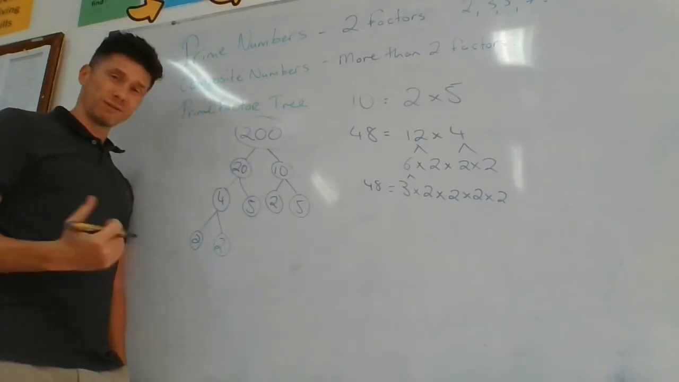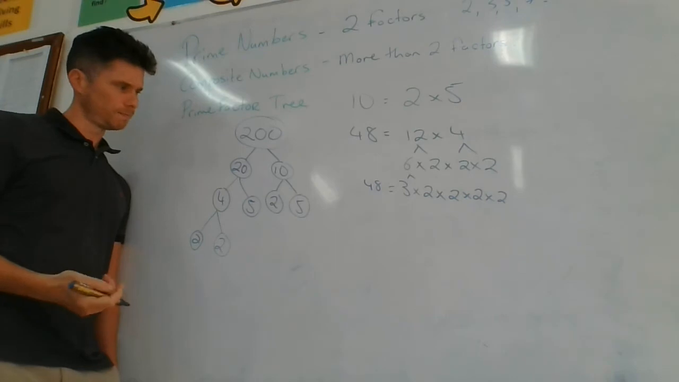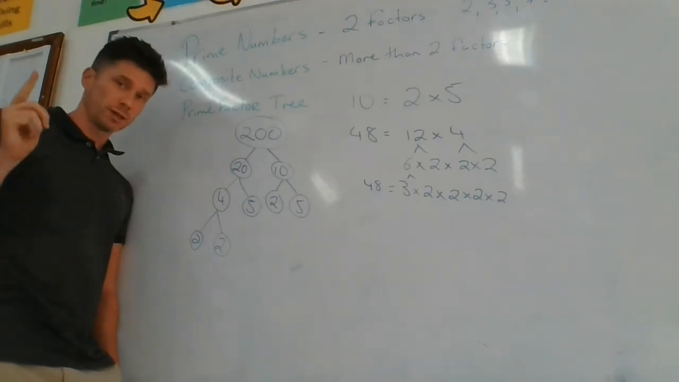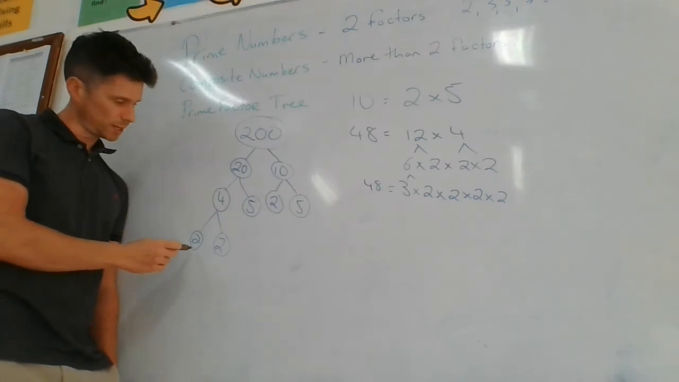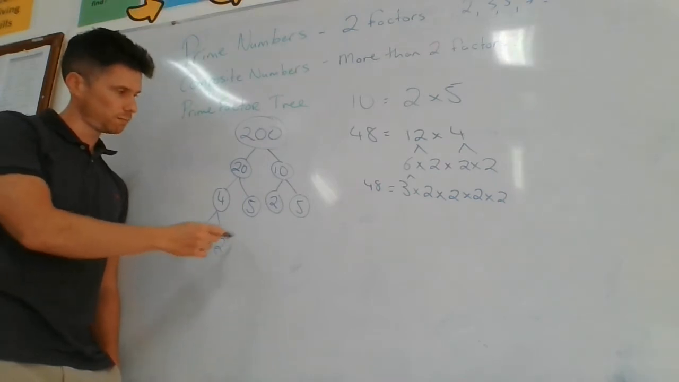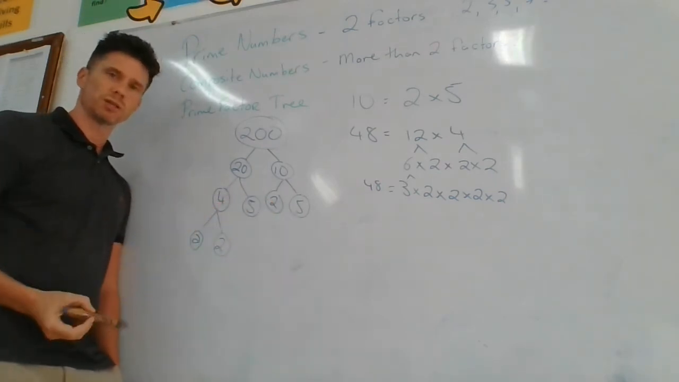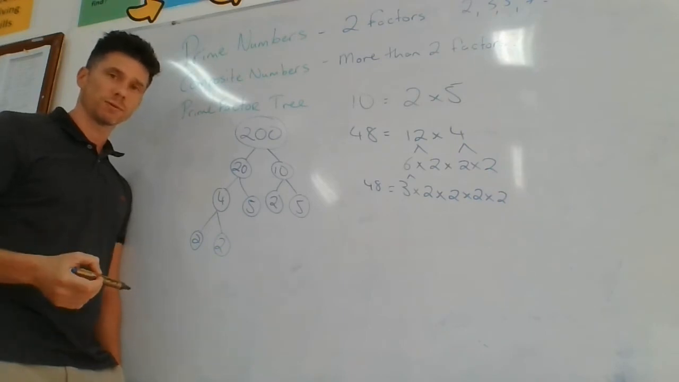Alright, now I've stopped here. Why have I stopped? Because I have reached prime numbers at the end of all my branches or roots. That's a prime number. That's prime, prime, prime, prime. Each of these only has two factors, one and itself.